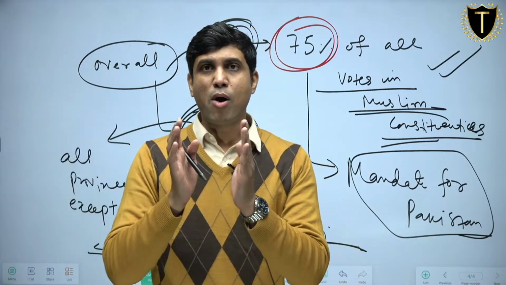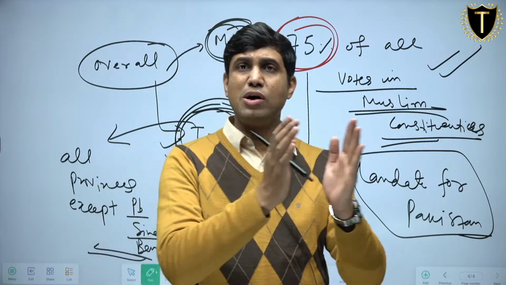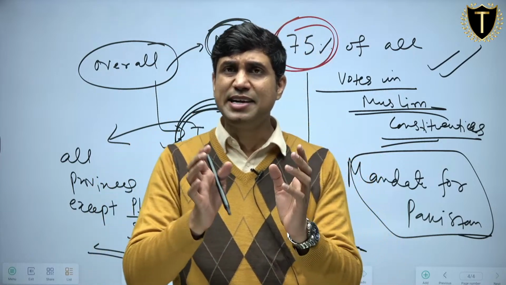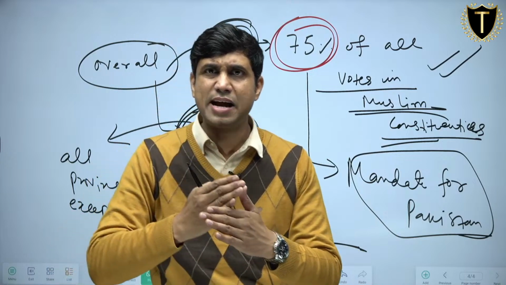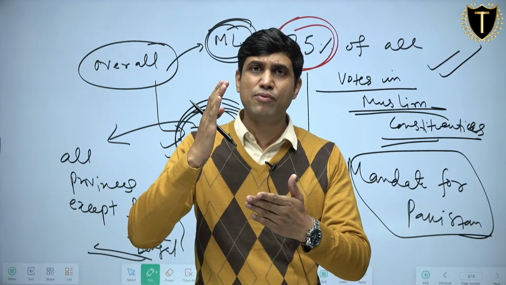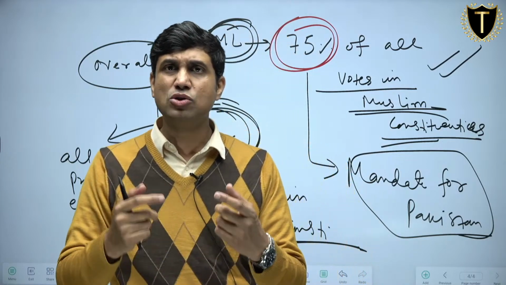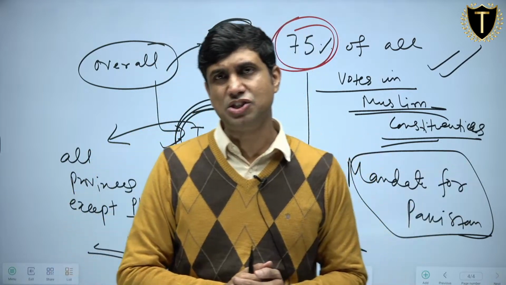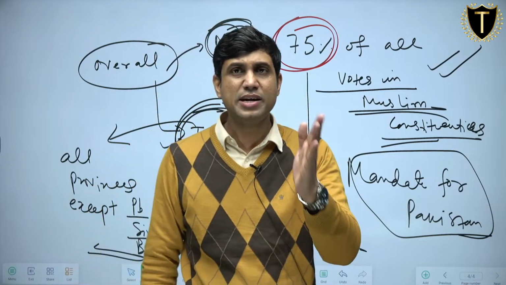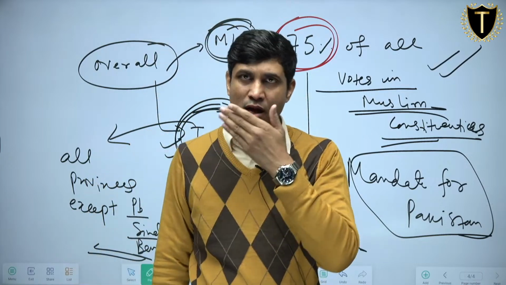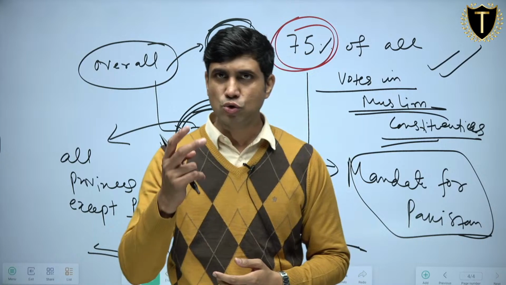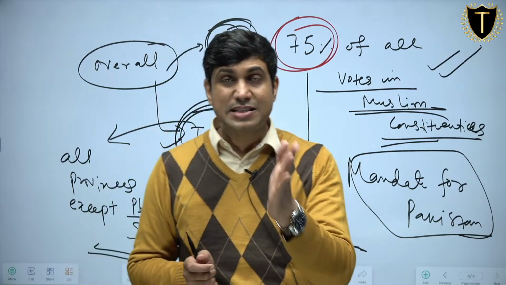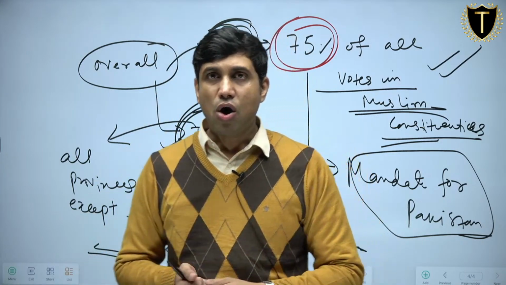Second thing, the popularity of Congress was also very high. It was riding high on the success of the Quit India movement and the INA trials, and because of that we can see it won more than 80% of votes in the general constituencies. So Congress was also quite popular. Two things made clear.